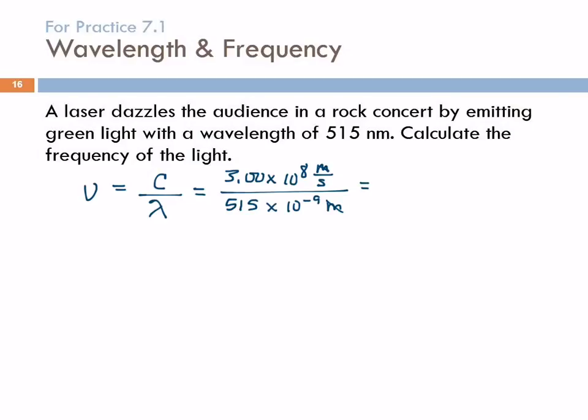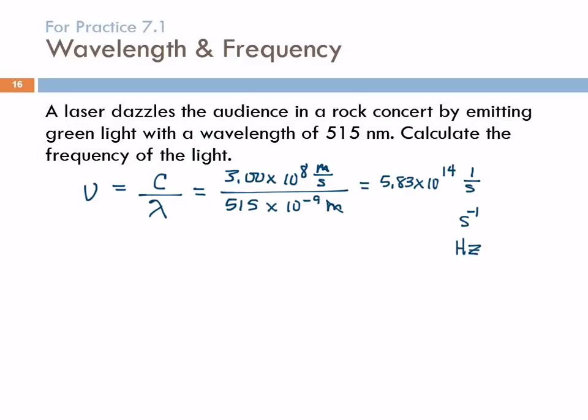And this is going to give me 5.83 times 10 to the 14. And the unit is per second. So that can be written as 1 over second, or second to the minus 1, or hertz. How much is that? That's a very high frequency. In 1 second, 5 times 10 to the 14th crests pass a point. We expect the frequency to be very high for visible light.